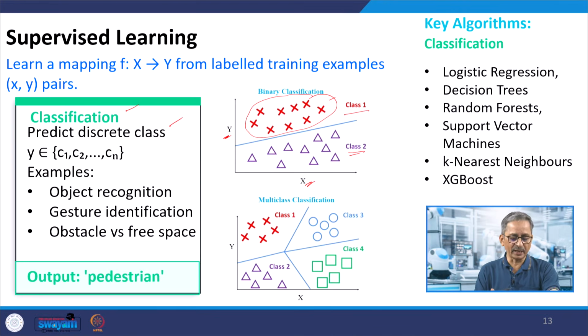Examples in robotics include object recognition, identification of gestures, and obstacle versus free space. For example, in a video if you want to identify an image, you can say that this is a pedestrian. So, that could be the form of output. Key algorithms here are logistic regression, decision trees, random forest, support vector machines, k nearest neighbor and XGBoost.